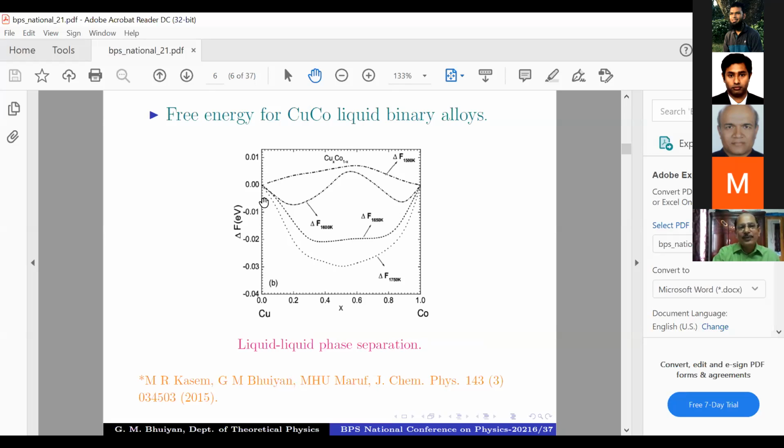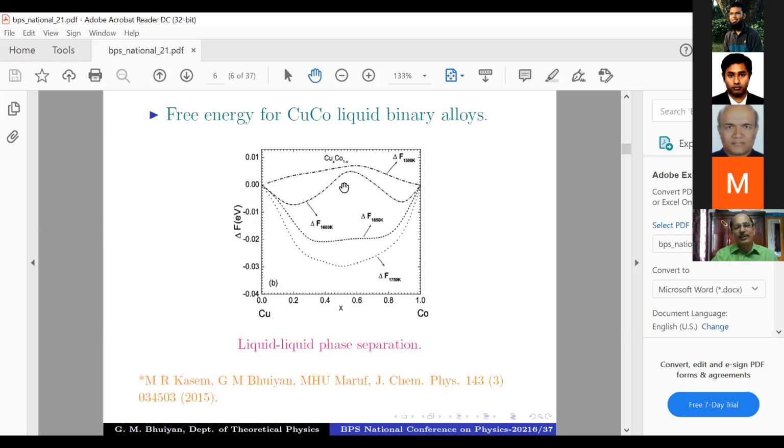Here you see the same picture. If you look at this curve at 1000 degrees Kelvin for copper-cobalt binary alloys, you see the free energy has a minimum here, which means the free energy of mixing is minimum, then goes up and comes to a minimum again. So here is the free energy minimum. The equilibrium state is found here, and here, but in between there is no equilibrium state.